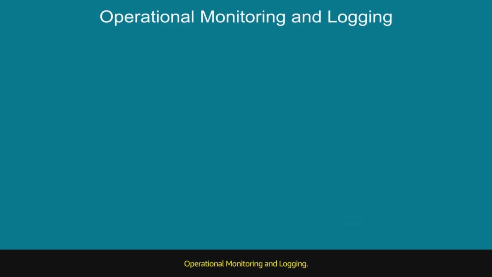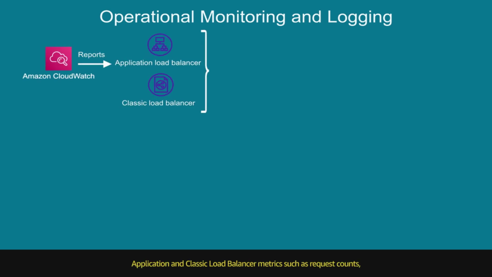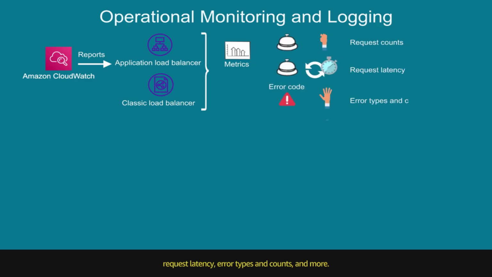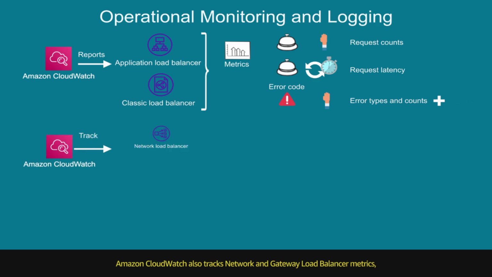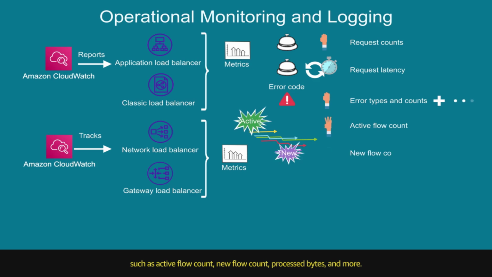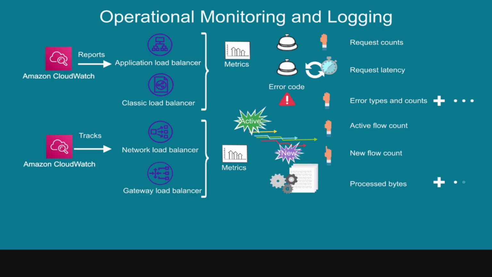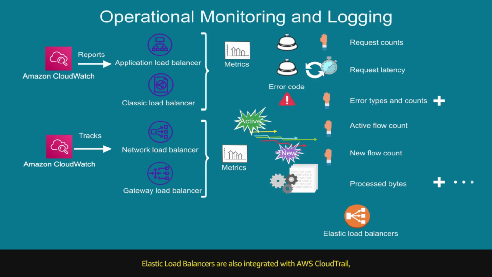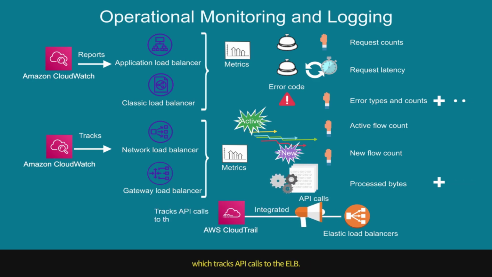Operational monitoring and logging. Amazon CloudWatch reports application and classic load balancer metrics, such as request counts, request latency, error types and counts, and more. Amazon CloudWatch also tracks network and gateway load balancer metrics, such as active flow count, new flow count, processed bytes, and more. Elastic Load Balancers are also integrated with AWS CloudTrail, which tracks API calls to the ELB.